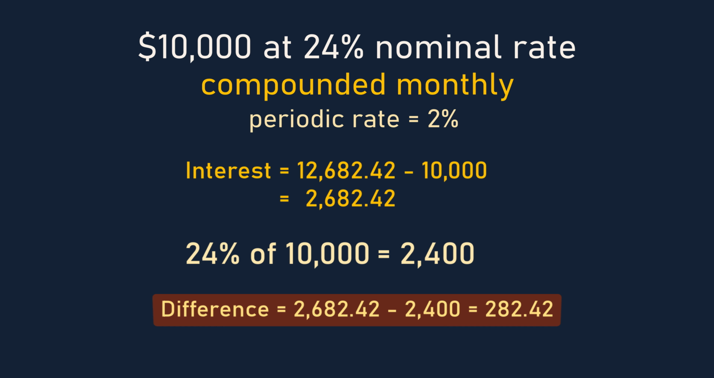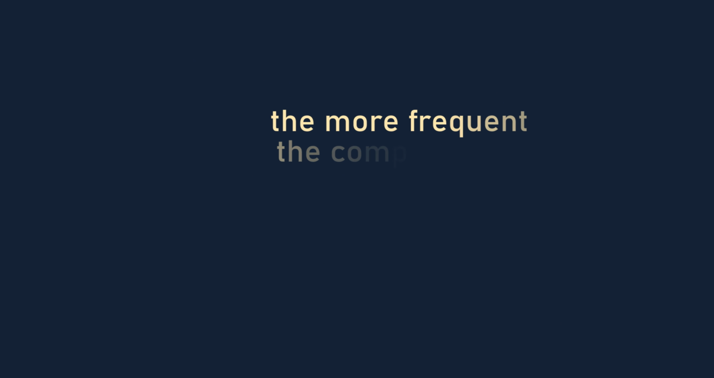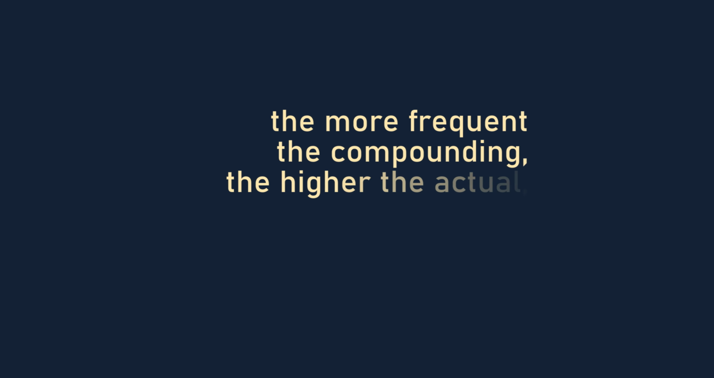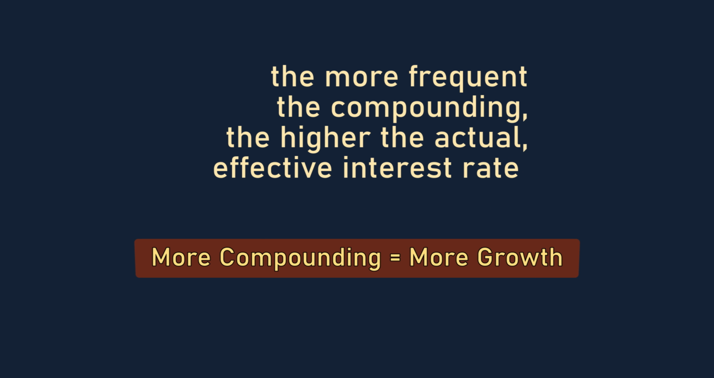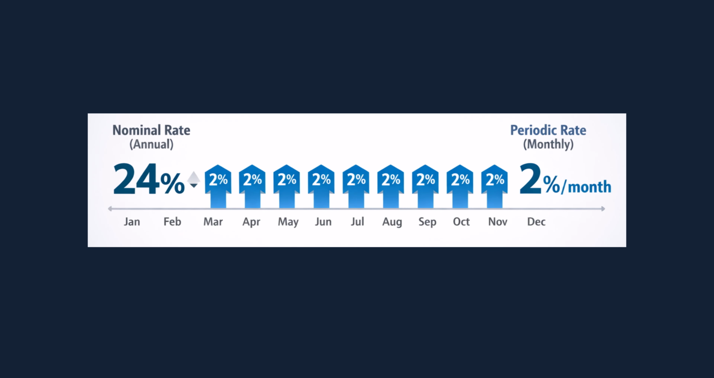This example also highlights a fundamental rule of finance. The more frequent the compounding, the higher the actual effective interest rate will be. That is why looking past the advertised nominal rate and understanding the periodic rate is so vital when comparing loans, savings, or investments. And that's how interest rates work.